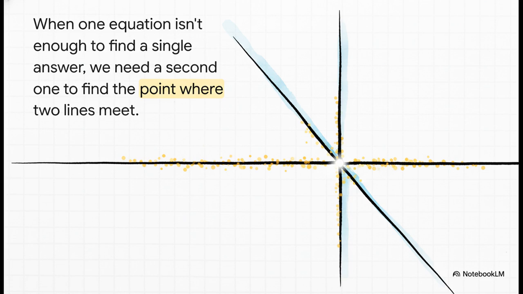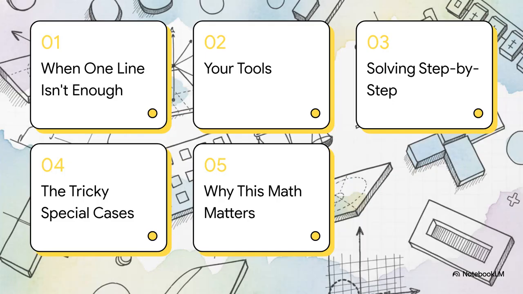A single linear equation, something like y equals 2x plus 3, well, it has an infinite number of solutions. It's an entire line of points. So to pin down just one specific point, we need a second equation, a second line, to see where it crosses the first one.